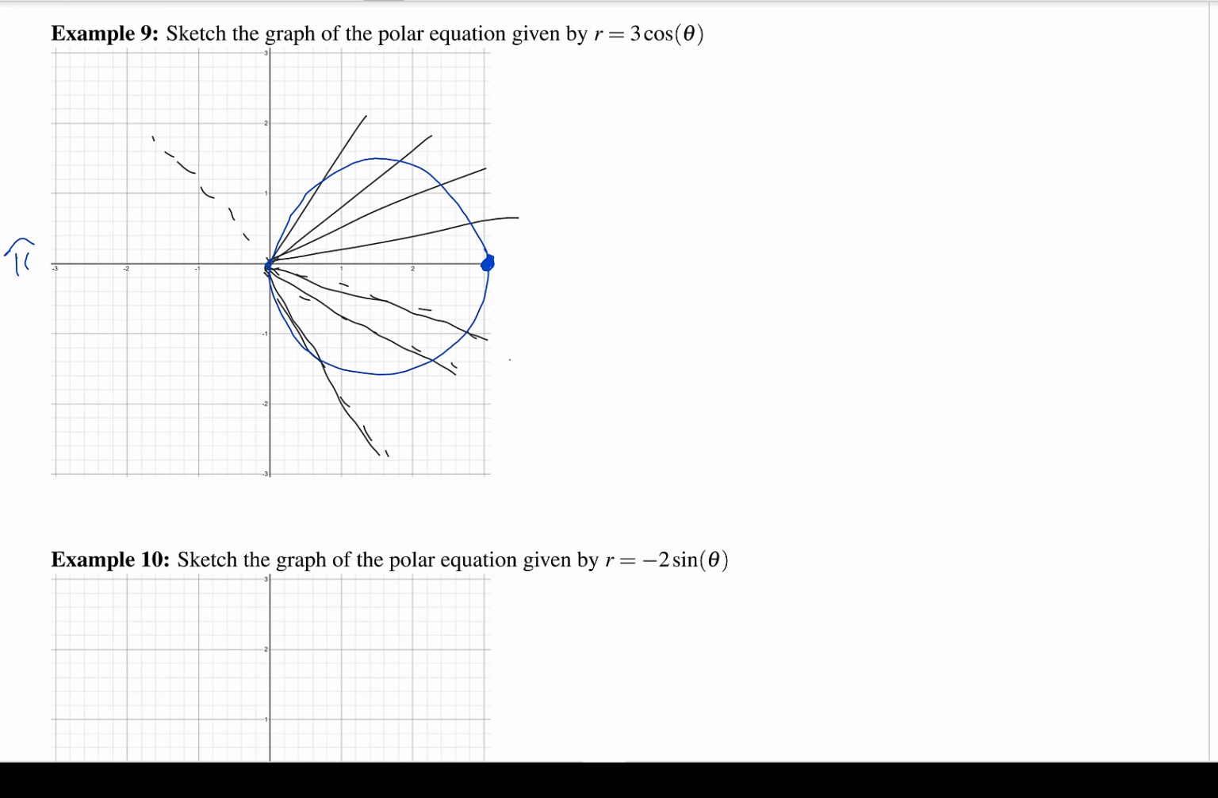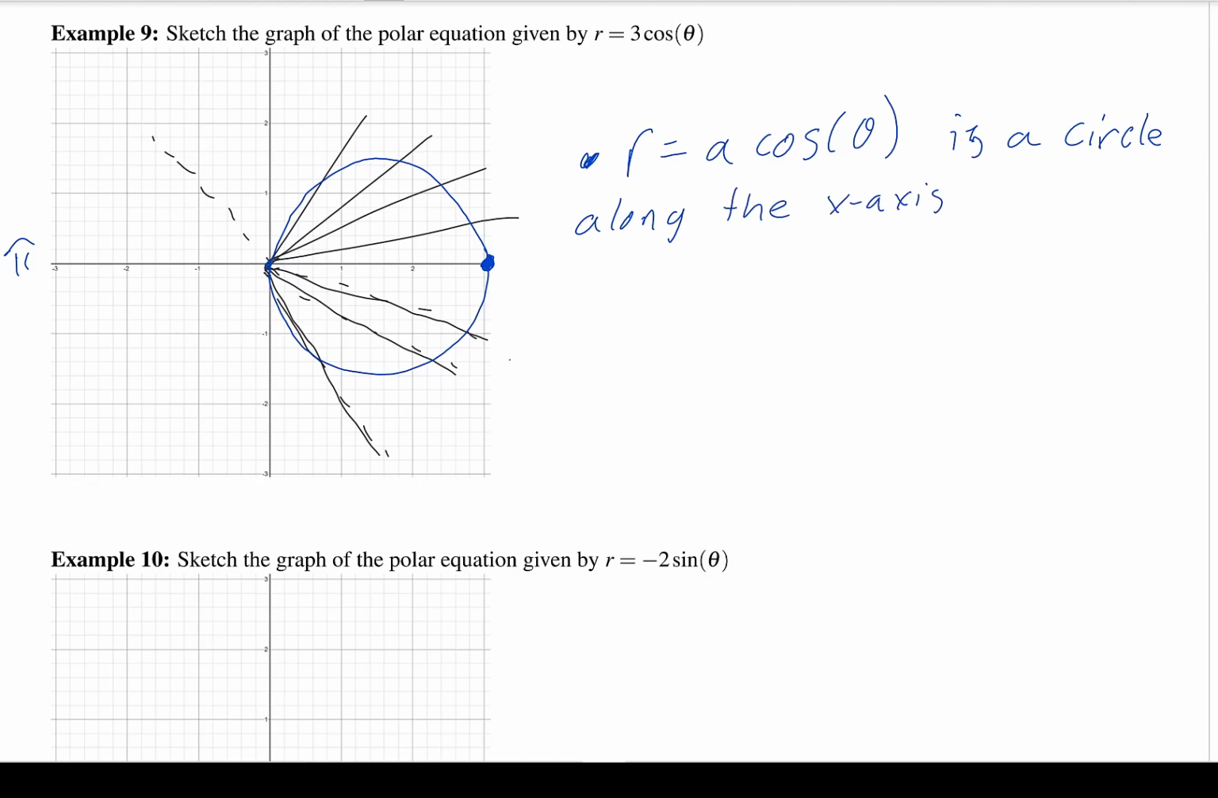Okay, and so the thing to notice here is that r equals a times cosine of theta, where a is some real number. This is a circle along the x-axis with radius equal to a.